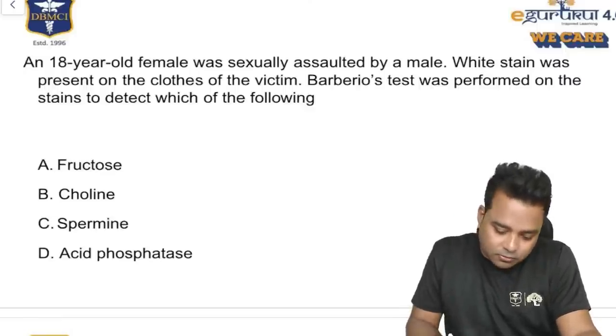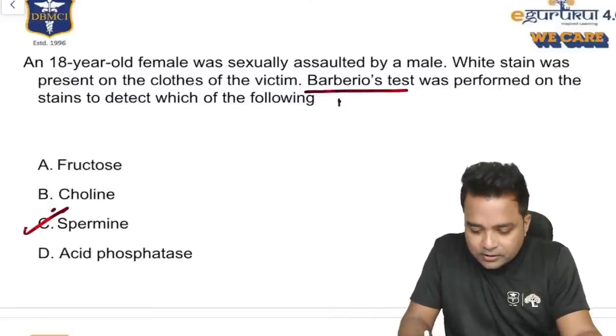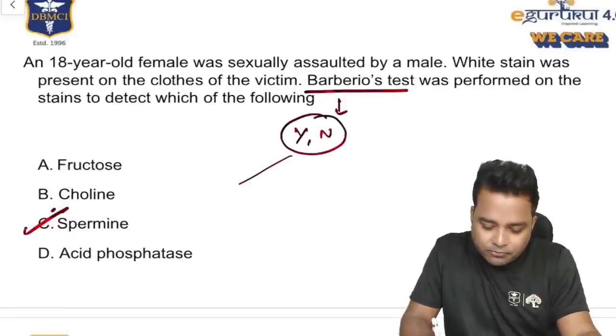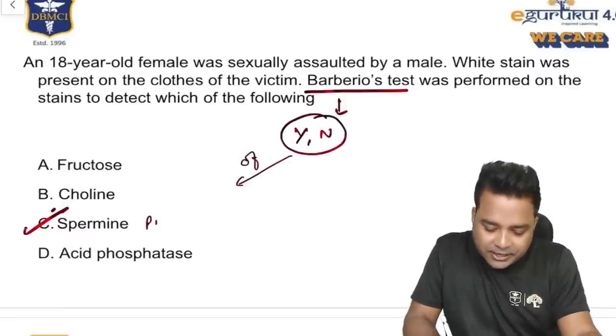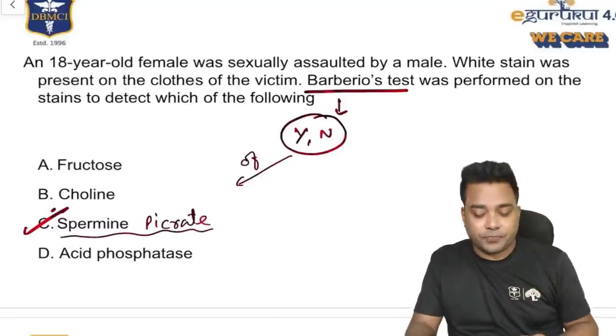So here the correct answer is spermine. In Barberio's test, the crystals are yellow color, needle shaped crystals, and they are made up of spermine picrate to be exact. Florence test gives choline periodide crystals, and Barberio's gives spermine picrate. Let us revise this topic in 1 minute.